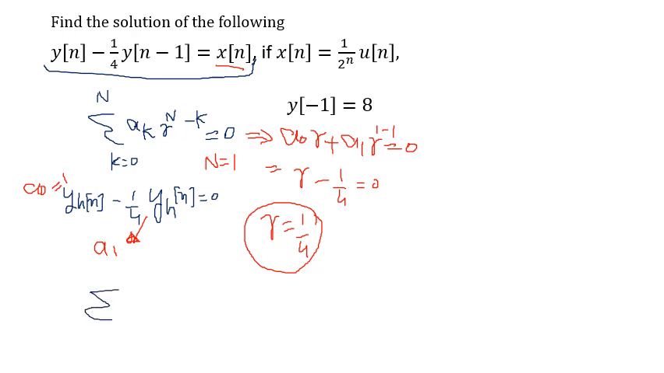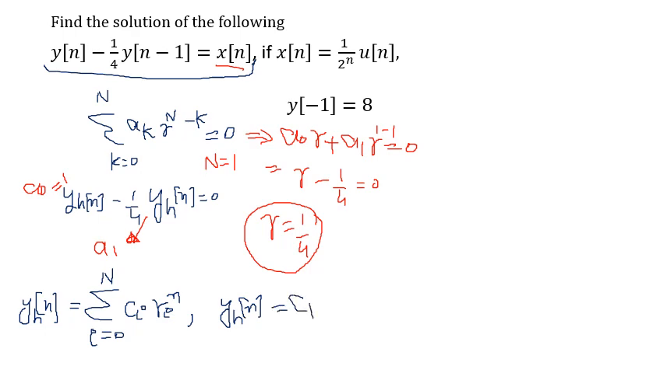So the generalized equation for the homogeneous solution is this, so we find y_h of n equals c1 into 1 by 4 power n. So this is the homogeneous solution.